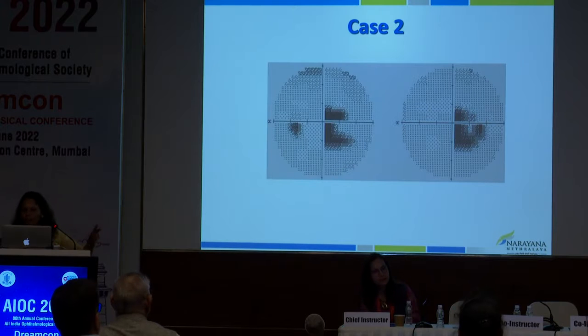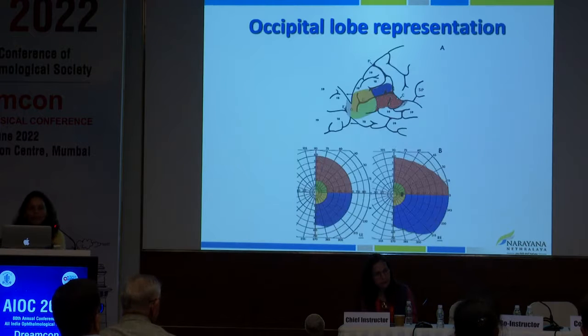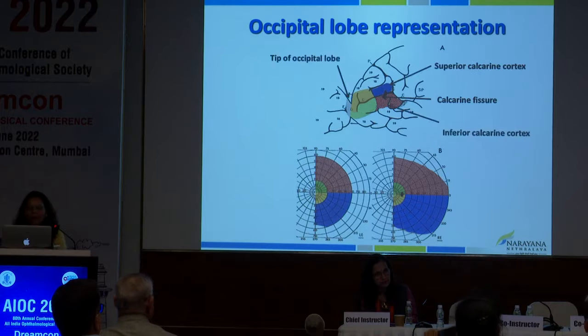So we come to our questions. This is basically a central defect, but it's bilateral, it's homonymous. So we are looking at a lesion beyond the chiasma, the same questions. If you're looking beyond the chiasma, it's a superior, inferior, right paracentral hemianopic scotoma. When you're looking at a congruous lesion, we're looking at the occipital lobe. Let's understand the occipital lobe representation. There's a calcarine fissure, superior and inferior, and the tip of the occipital lobe. Now, the tip of the occipital lobe is known to select the central defects. So what we are looking at is the tip of the occipital lobe.